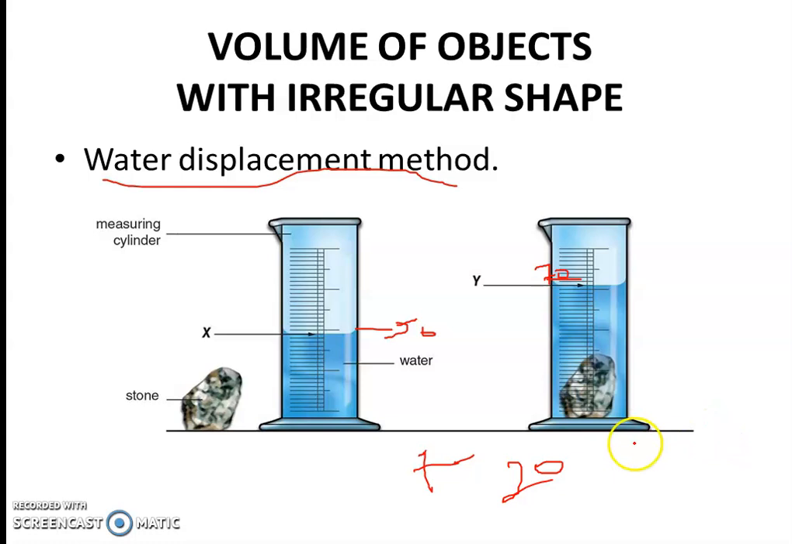Okay, cubic centimeter. So the volume of an object which has an irregular shape is given by the water displacement method. Hope you understood the concept.